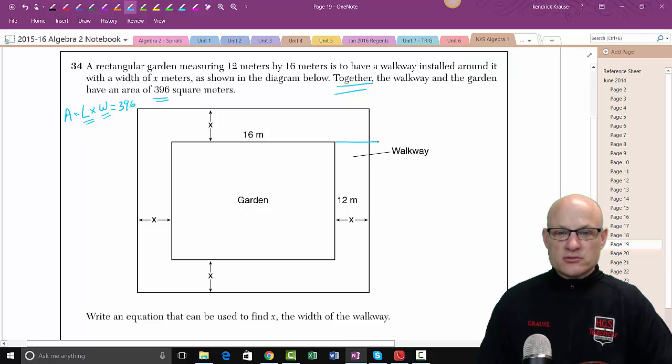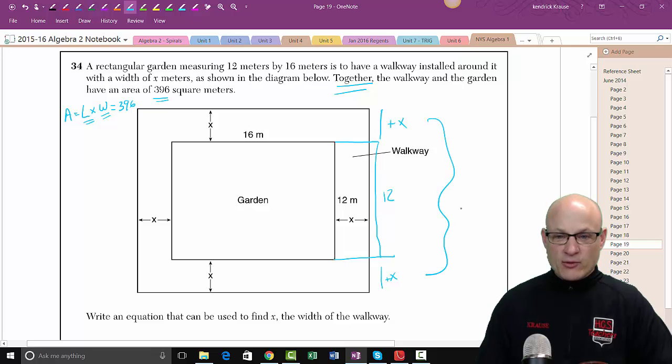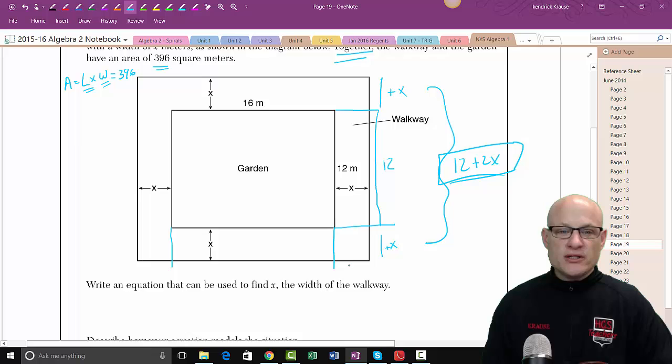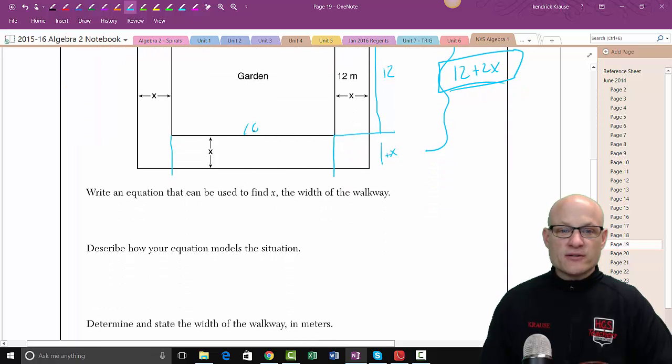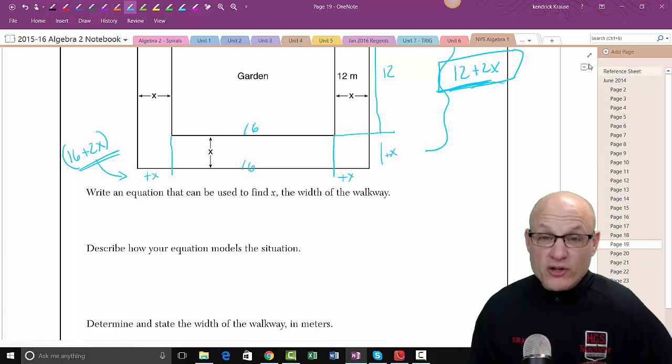Well, from here to here, this length right here is 12. And then if I add an x here and an x here, this whole length would be 12 plus those two x's. So that would be the width. I can do the same thing with the length. From here to here is 16, and then I add x and I add x. So this length, which I don't have enough room for, is going to be 16 plus 2x. Now, I don't really like writing them like that. I'll put the 2x's first next time because addition is commutative and I'm allowed to do that.